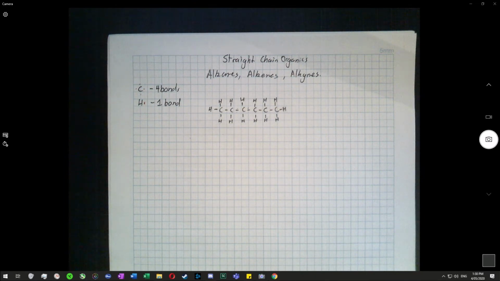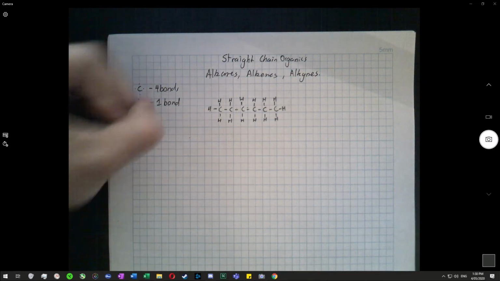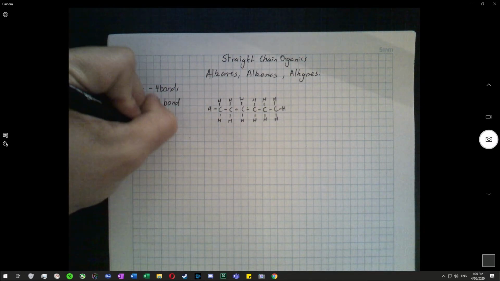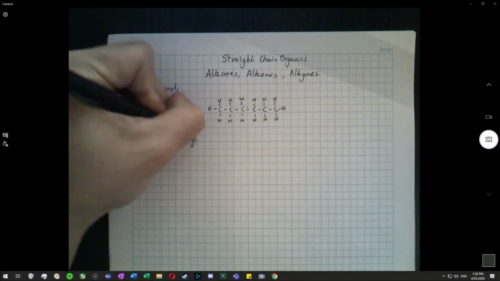Now, when we start looking at straight chain organics, there are 3 basic types of chemicals that I want to introduce first. And using these, we can play around with some naming rules and whatever before I introduce all of the other functional groups that you've started to look at when you were making your table yesterday. So I'm going to start with these first, our alkanes, our alkenes, and our alkynes. Now, alkanes have only single bonds.